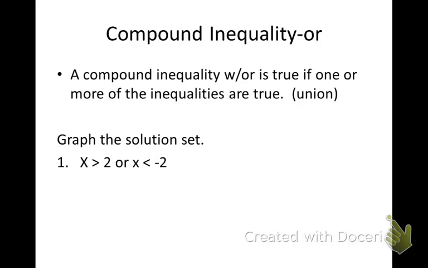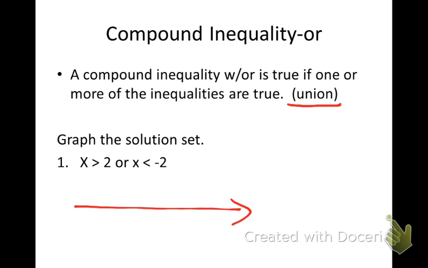Today we're going to start talking about compound inequalities with the word or, and the difference between these and ands is in this case only one part has to be true. So both parts can be true, but only one has to be true. When we graph them, we're talking about the union, or what numbers are covered if you put the two together.